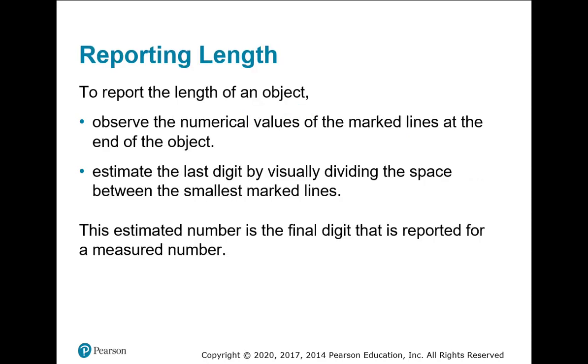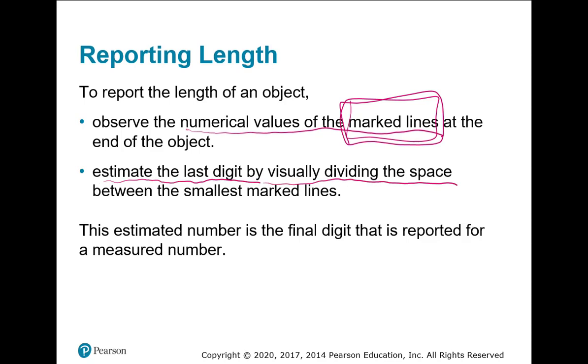To report the length of an object, we observe the numerical values of the marked lines. This is super important. We have to look at the marked lines on our tool, and I'm going to show you a picture on the next page. We estimate the last digit by visually dividing the space between the smallest marked lines. That estimated number is the final digit that is reported for a measured number.